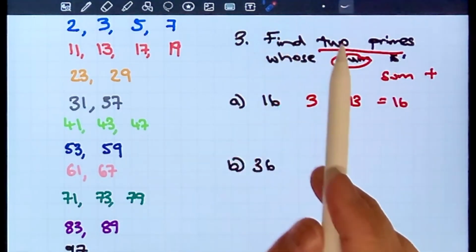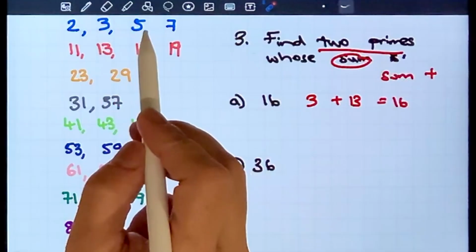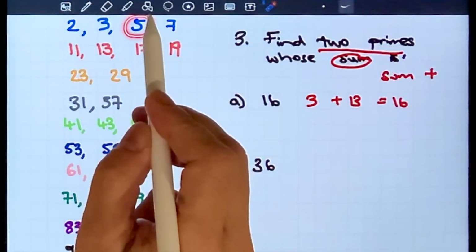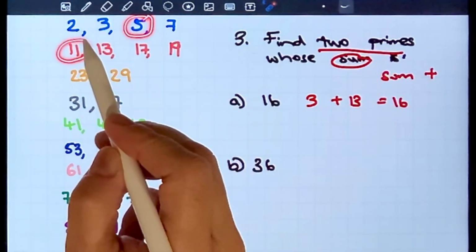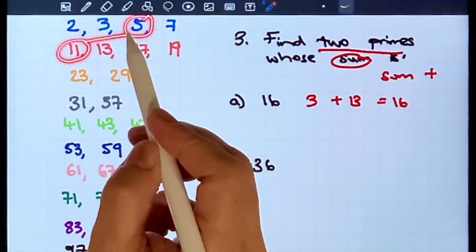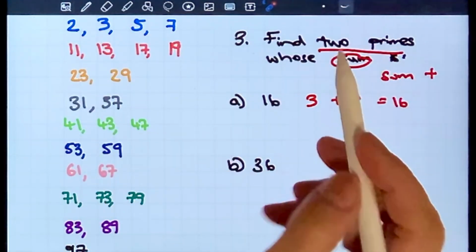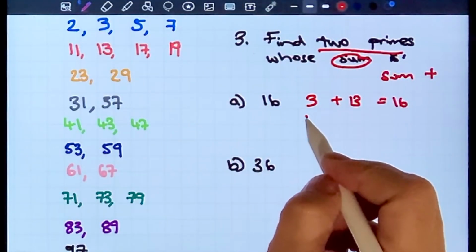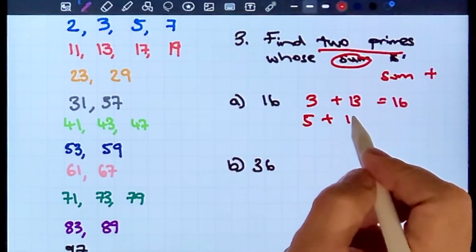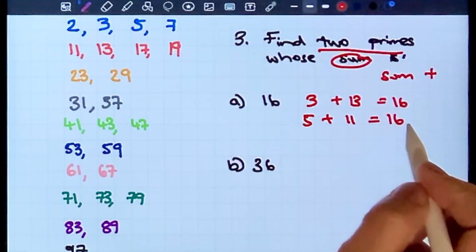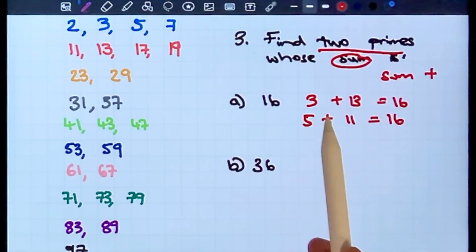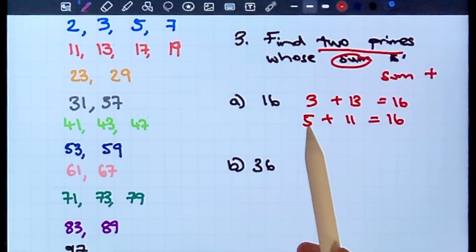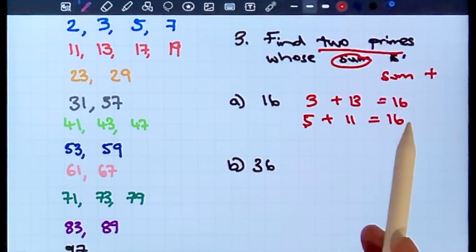But I can also see another possibility, and that is when I add 5 to 11. So when you add those two, you also get 16. So there's more than just one answer. So I could also say 5 plus 11 is 16. So both of these are examples of two primes, but when you add them, they sum to 16.